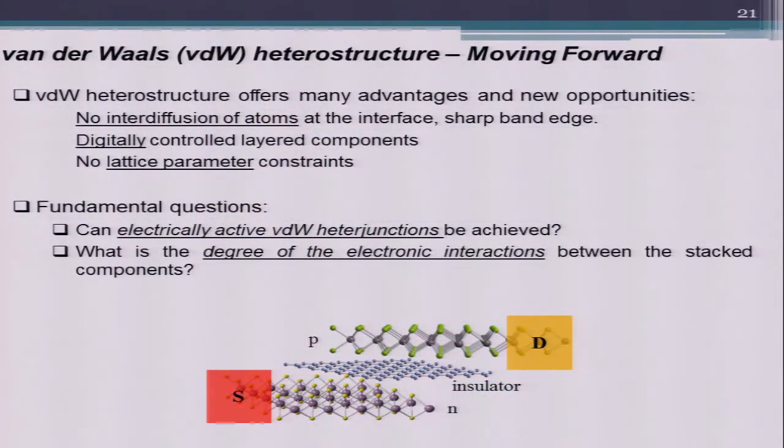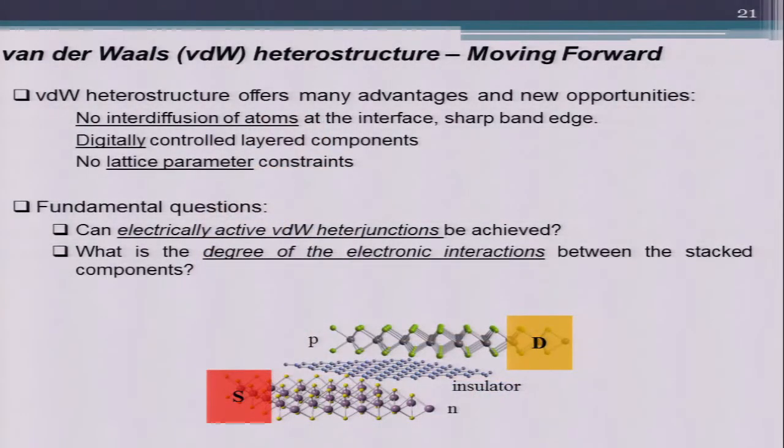So now that we have this library of materials, it's not just moly sulfide, it's really a large library of materials. The next question, of course, is can we think about building van der Waals-based heterostructures? And there are a lot of advantages for this. There is no interdiffusion of atoms in principle. The band edges are sharp in principle. And you can really mix and match. You don't have to worry about the growth constraints or lattice mismatch constraints as long as you do layer transfer.